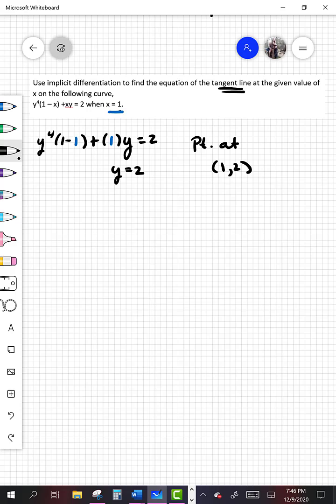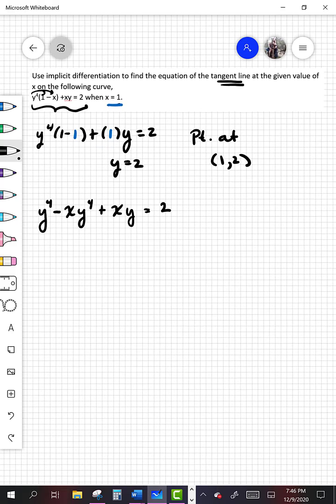Before I start my implicit differentiation, I'm going to distribute this y to the 4th, just so I don't have to use the product rule, although I am still going to have to for part of it. But y to the 4th times 1 is y to the 4th. y to the 4th times this minus x is minus xy to the 4th, plus this xy is equal to 2.